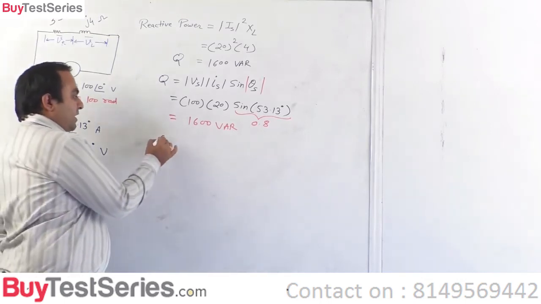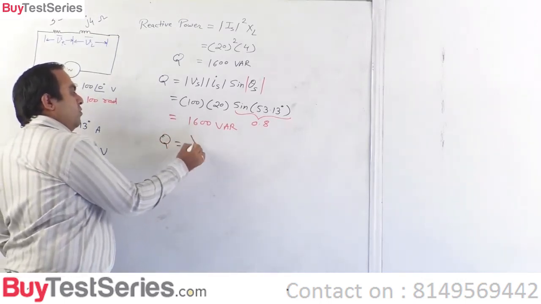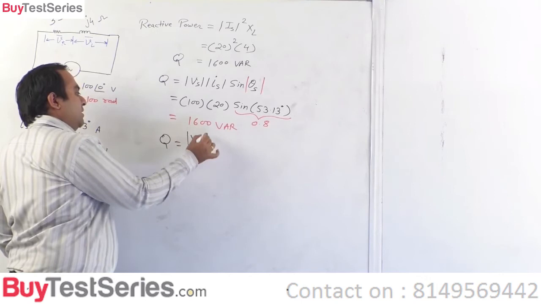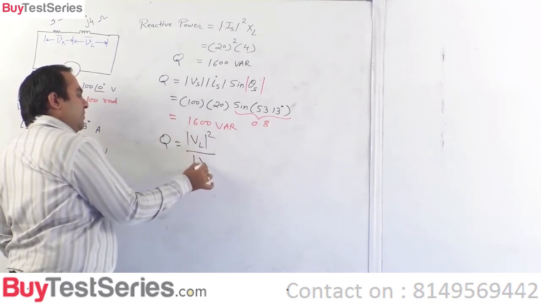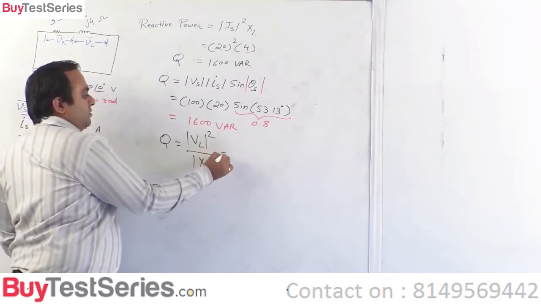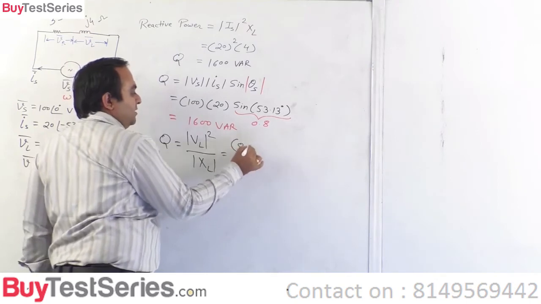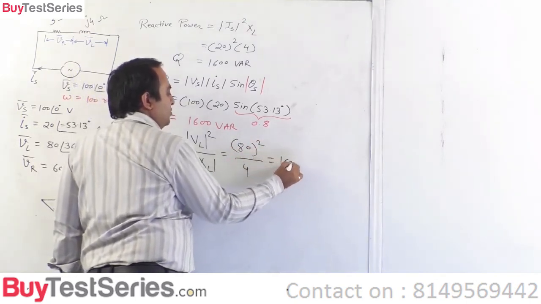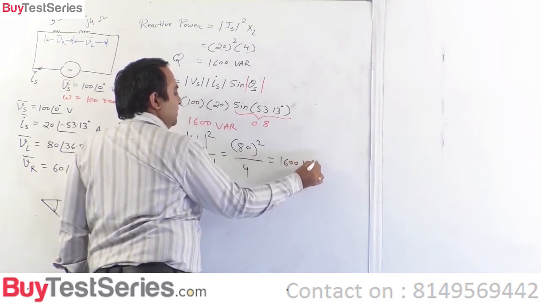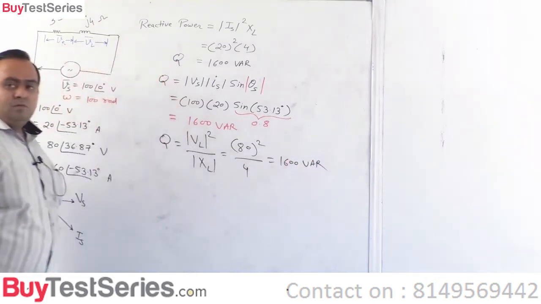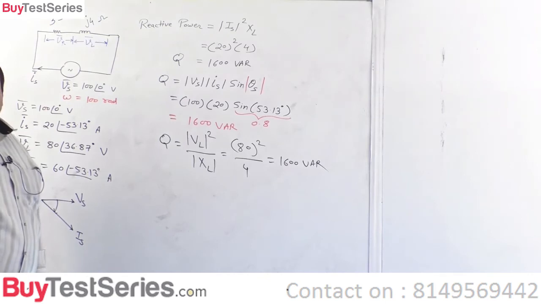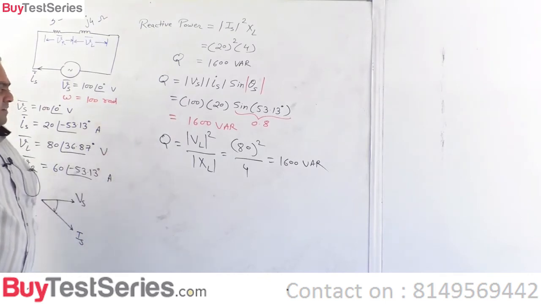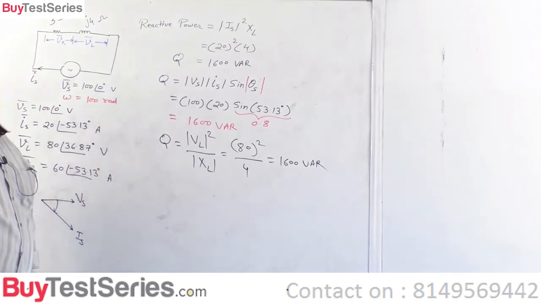The third way of calculating the reactive power is voltage across the inductor squared divided by XL. So it is 80 squared upon 4, which again amounts to 1600 VAR. So it becomes 1600 VAR. This is how the reactive power is calculated.